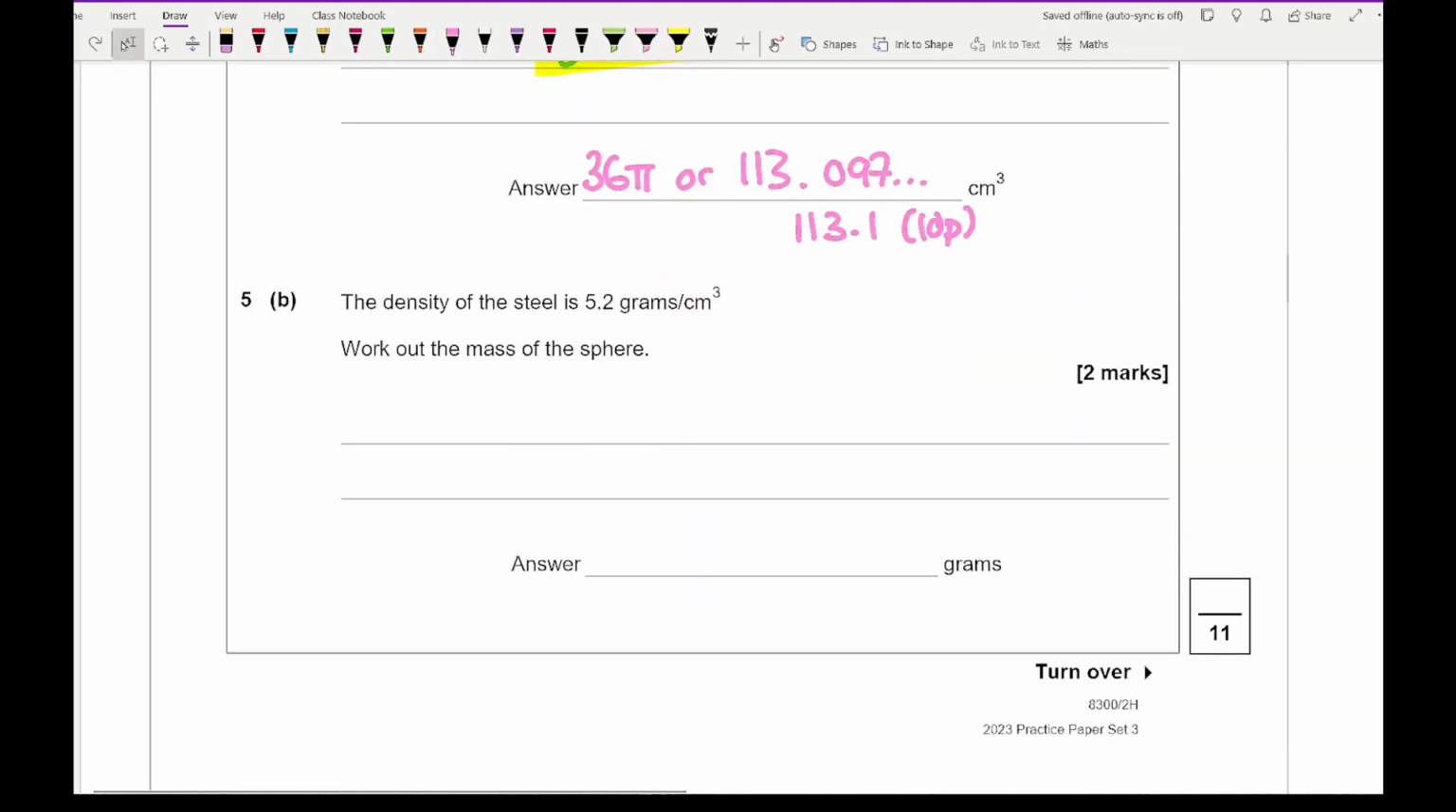Moving on to part B, it says the density of the steel is 5.2 grams per centimetre cubed. Work out the mass of the sphere. So we need to recognise that density equals mass over volume. So to work out the mass, that's going to be d times v. Now the next thing we then need to do is just make sure that our units for the density and the volume are the same. The density is in centimetre cubed, which it is. So it's going to be straightforward and just do 5.2 multiplied by your answer in part A.